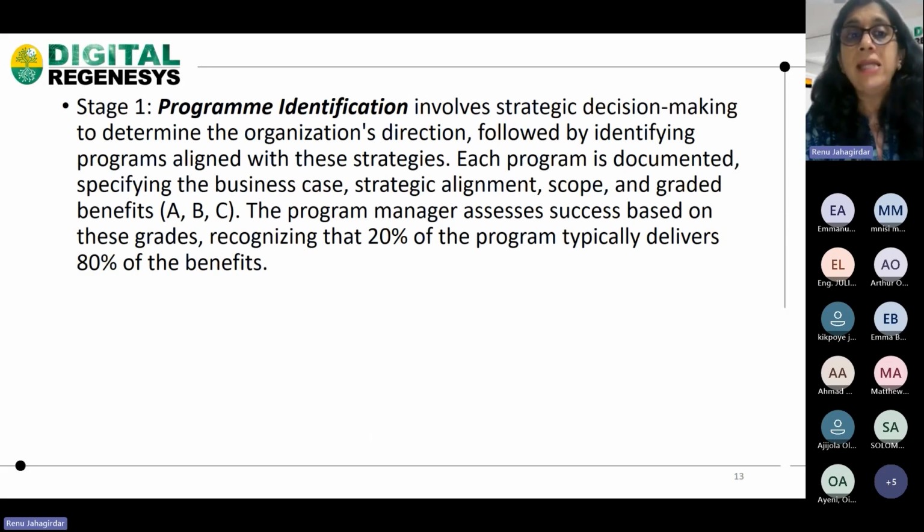Okay, program identification. It involves strategic decision making to determine the organization's direction, followed by identifying programs aligned with these strategies. Each program is documented, specifying the business case, strategic alignment, scope, and graded benefits. The program manager assesses success based on these grades, recognizing that 20% of program typically delivers 80% of benefits. Okay, extremely important statement.